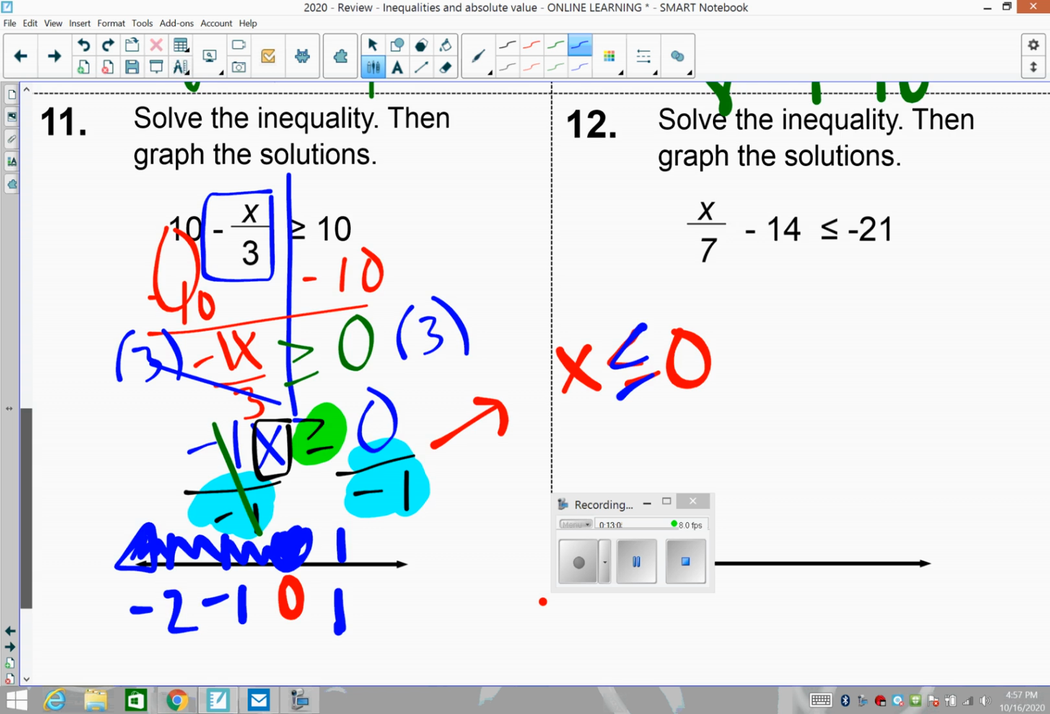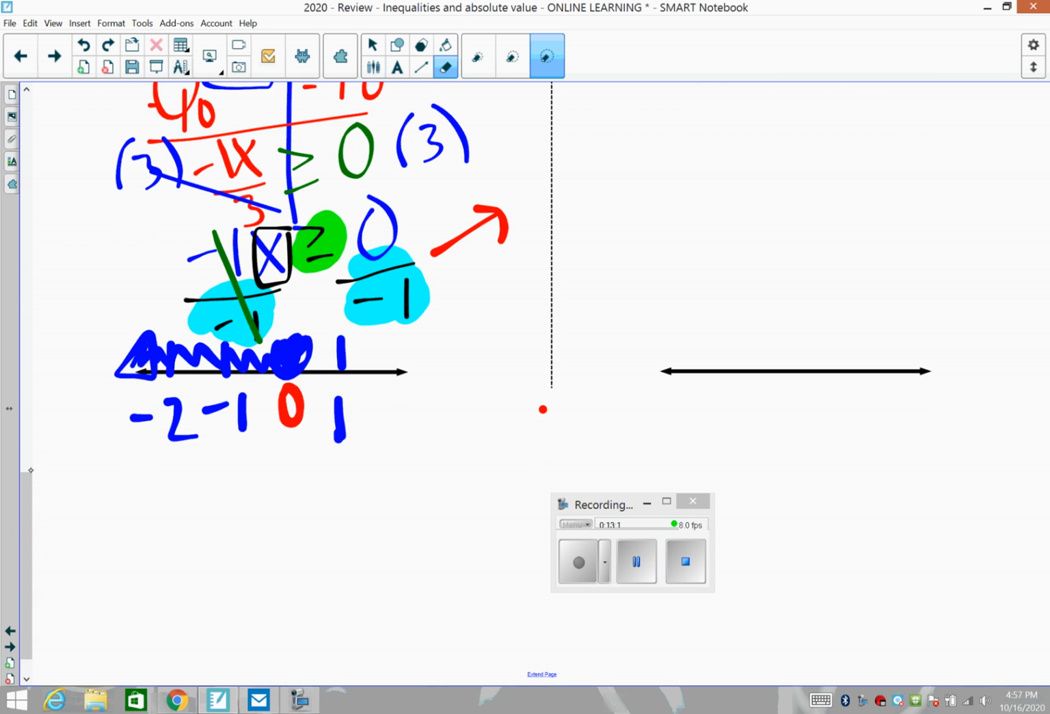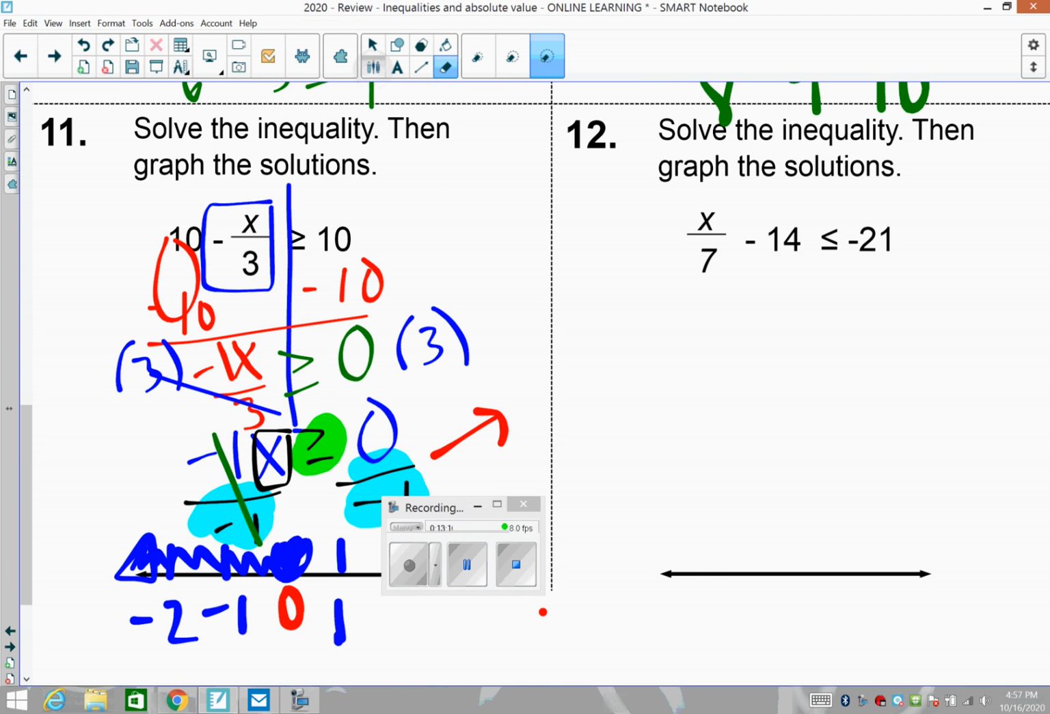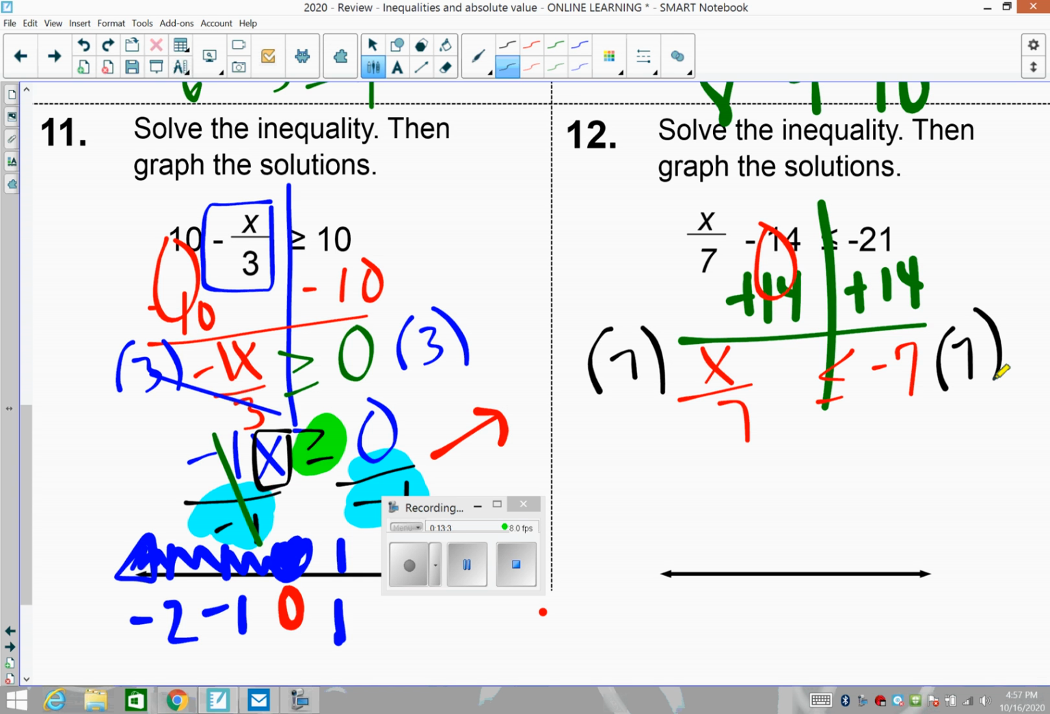Question 12. I'm going to erase this just so I have some space to write. So question 12 here. Solve and graph the inequality. So we're going to go ahead and solve. We're going to add 14, copy, paste, copy, paste. So we get x divided by 7 is less than or equal to -7. We're going to multiply by 7, copy, paste, copy, paste. Nice and high. Notice how I multiply that. X less than or equal to -49.